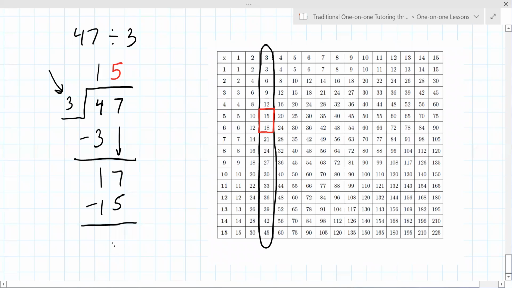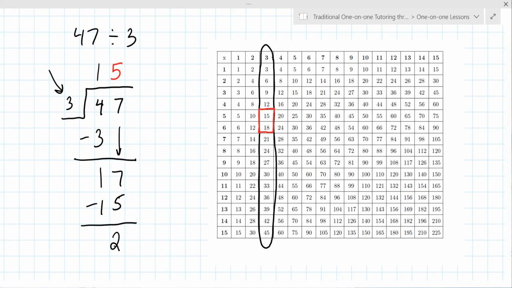Try again. Remember, you can count up from 15. You can use your fingers. You count, you go, okay, 16, that's 1, 17, that's 2. 7. What do you mean 7? 7 what? 17 minus 15 is 7. Nope. So it's 2, Michael, 2. 17 minus 15 is 2.